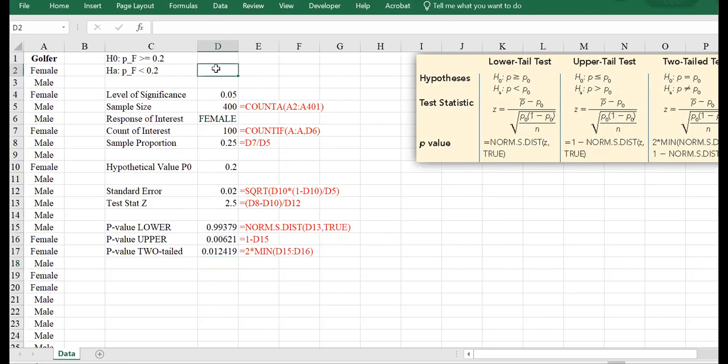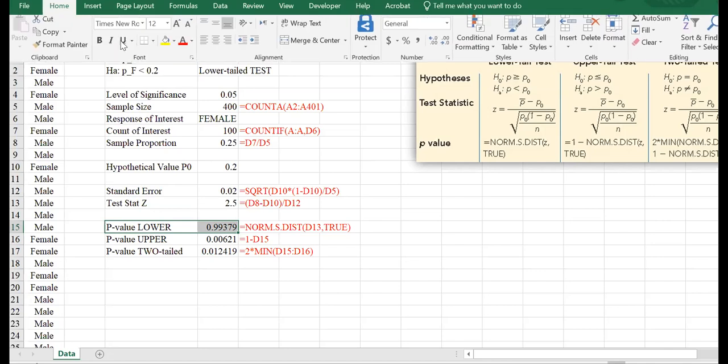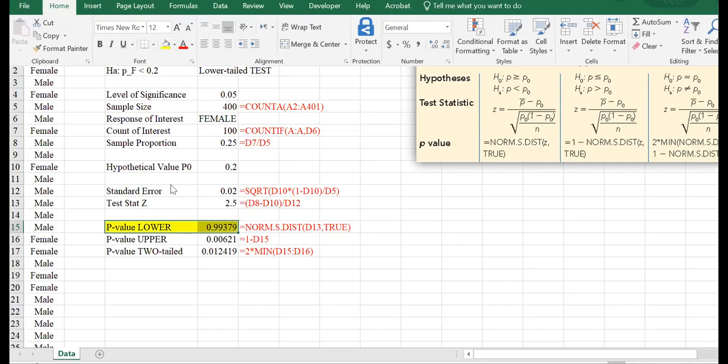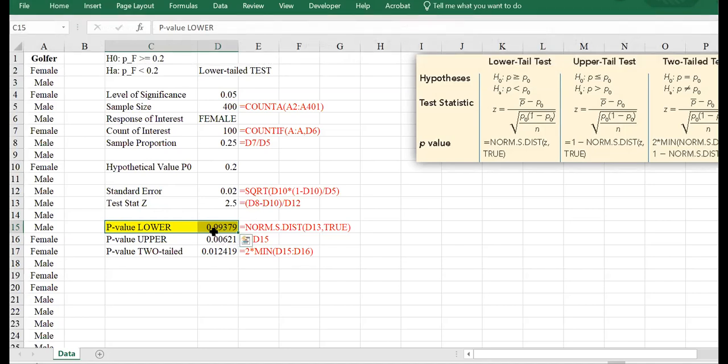This is a lower tail type of test. How do we know that? We just look at the sign in the alternative hypothesis. It's the less-than sign, so that would be a lower tail test. So the p-value lower is 0.99, which is obviously greater than 0.05, the level of significance alpha.